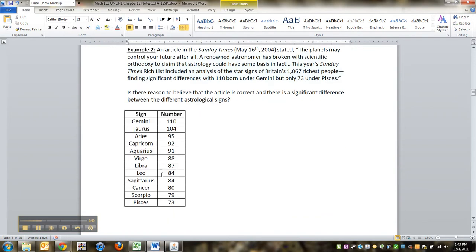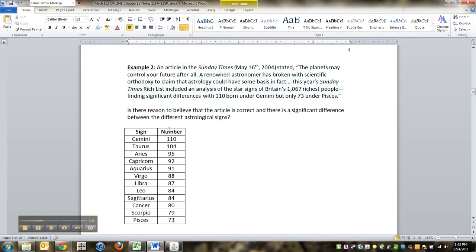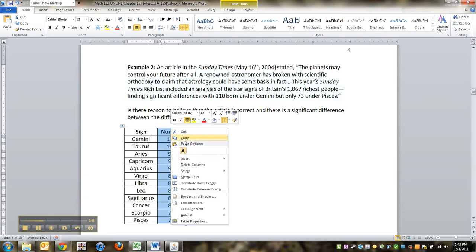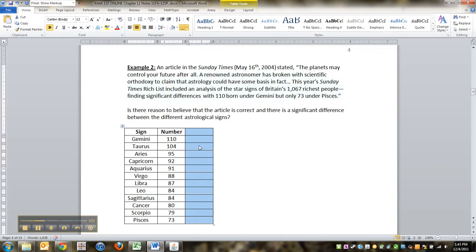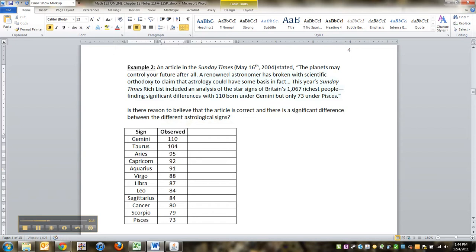Okay, so we showed earlier what we saw here. This was the distribution of astrological signs. So what they did was they polled 1,067 richest people in Britain, right there. And they said, okay, they noticed that there were a lot more Geminis that were rich than Pisces that were rich. So maybe being Gemini makes it easier for you to be rich. Who knows? Right? Now, this is what we observed, right? In real life, this is what happened. And then what we expected to have happen was what we had found before.